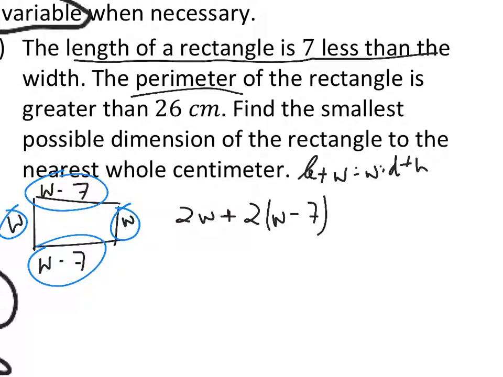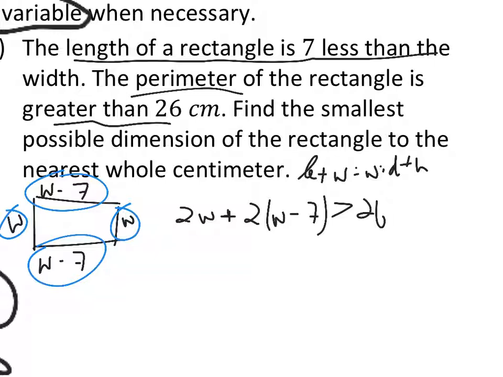Okay, so now the rectangle. So the perimeter of the rectangle is greater than 26. So this whole bit here is greater than 26. Well, that's just the sign I named it. It's greater than 26. Find the smallest possible dimension of the rectangle. Great. There's my inequality, and now I can just solve it.